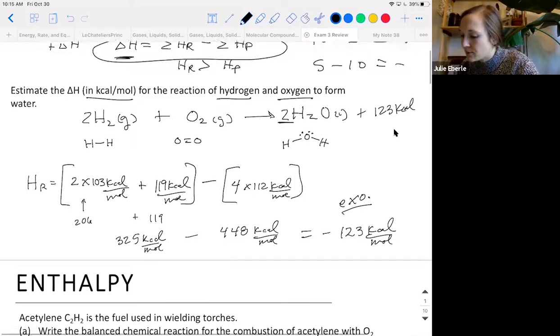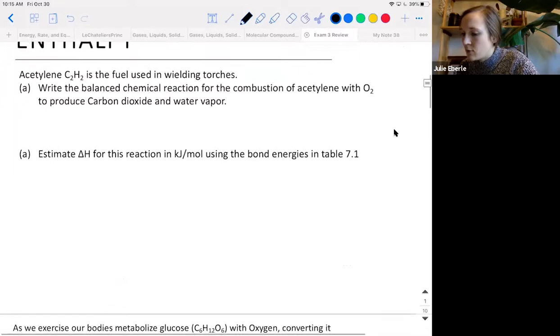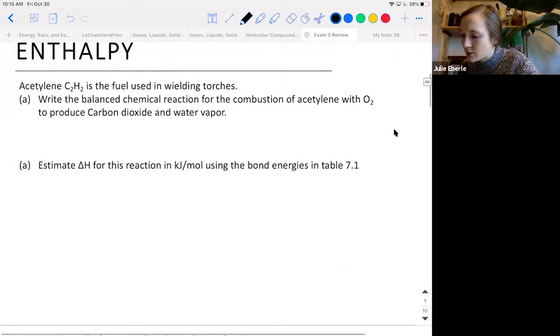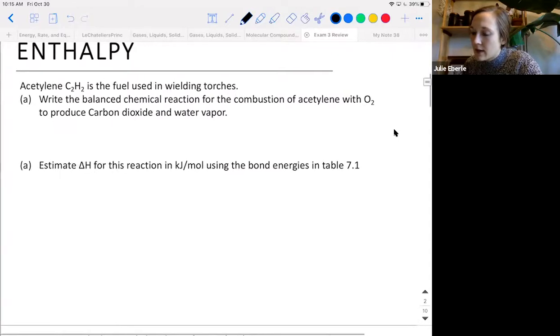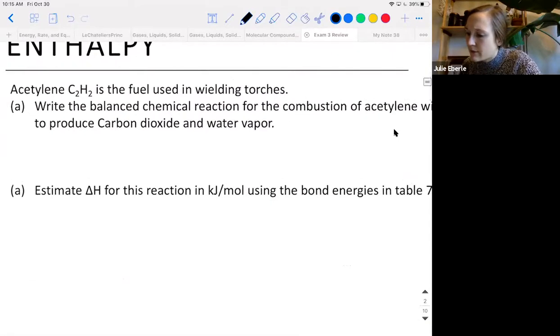All right, there's that one. One more of these, and then we'll move on to something else. Acetylene. Okay, I like this problem. This is actually, I believe, from your textbook, because this structure right here is real interesting and people will misdraw it. So try to draw C2H2. It's the fuel used in welding torches.